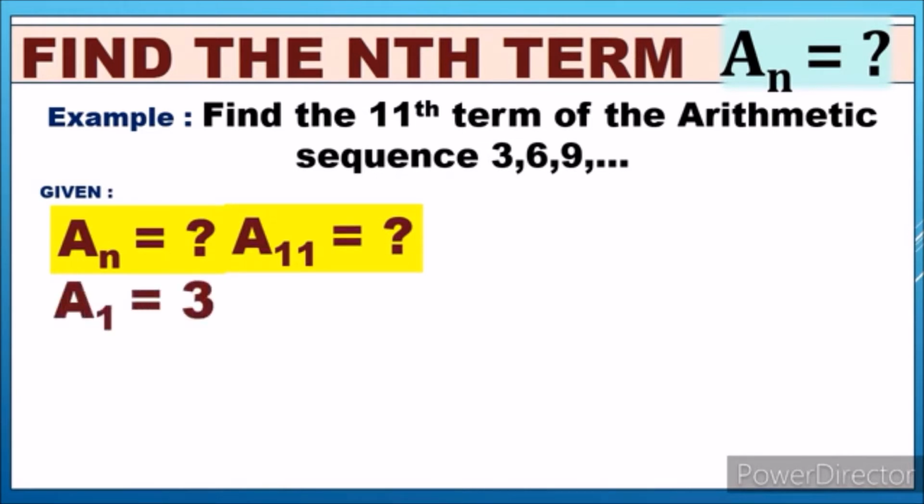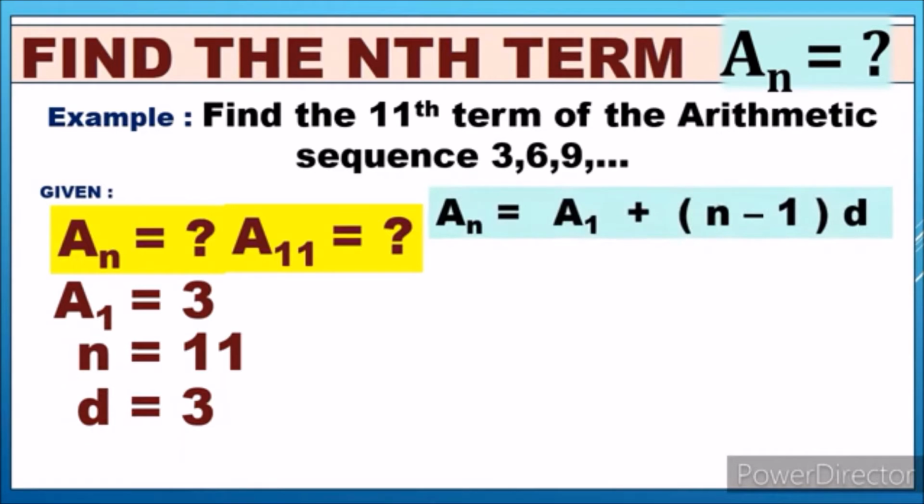Okay, next we have a sub 1, which is equal to 3, and n is equal to 11. There are 11 terms in the sequence, and d, the common difference, is equal to 3. So after finding all these values, we are going to substitute them into the formula. Given a sub n is equal to a sub 1 plus quantity n minus 1 times d, then substitute, we have a sub 11 is equal to 3 plus quantity 11 minus 1 times 3.